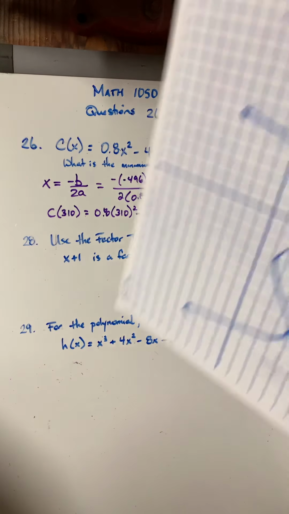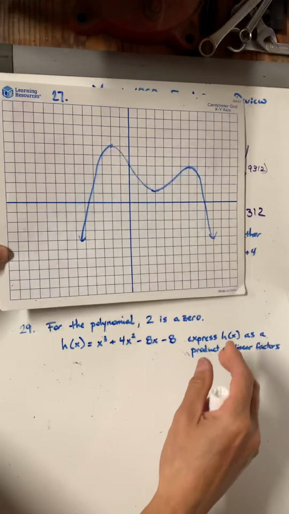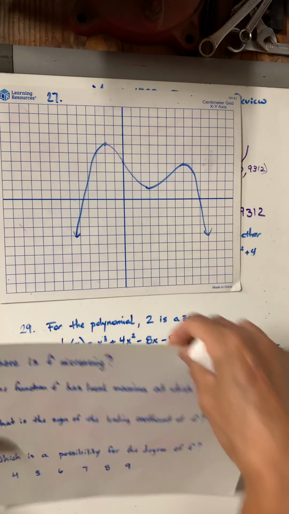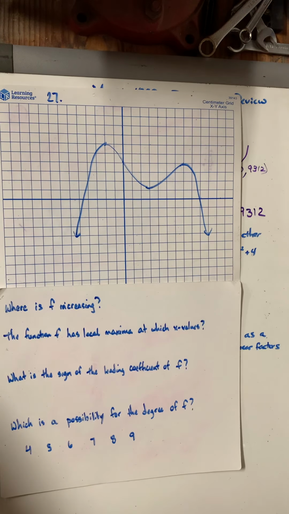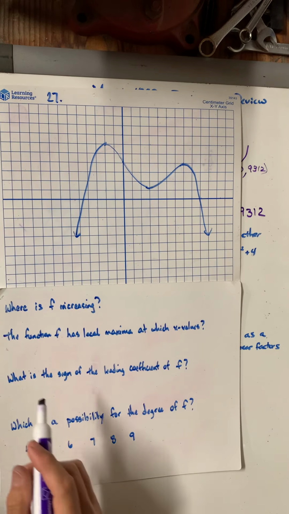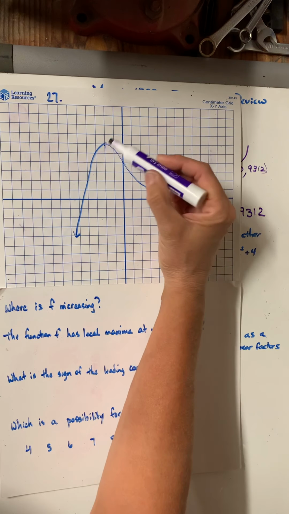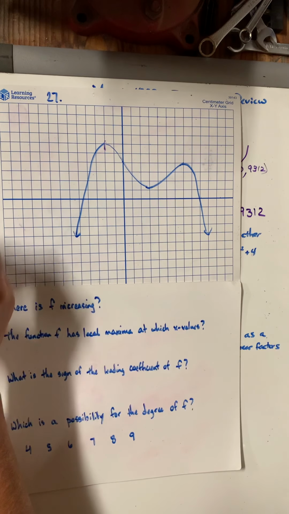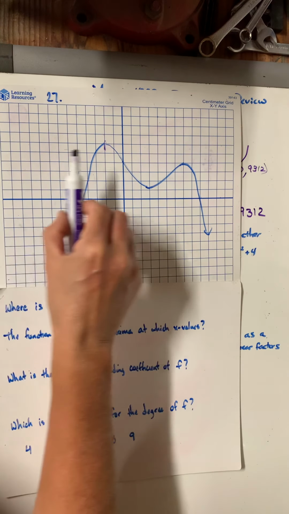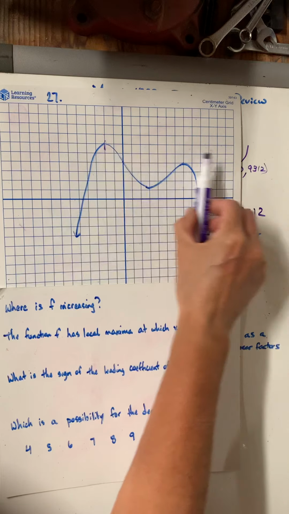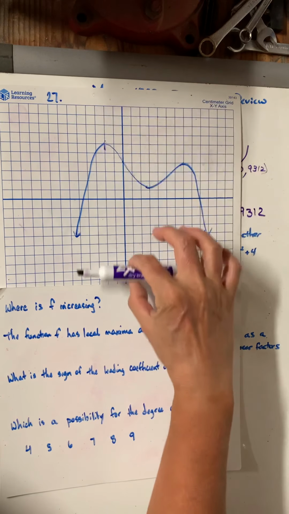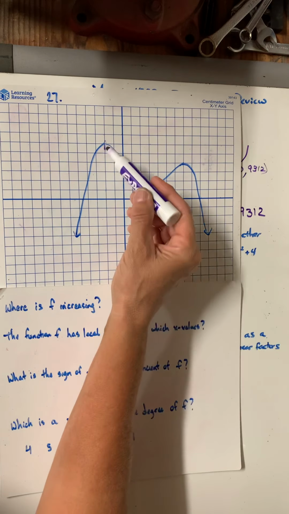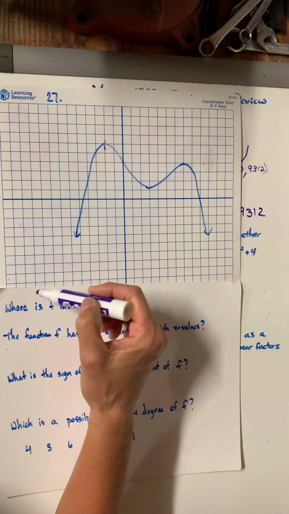Number 27 gives you a picture of a graph, and it asks you a couple of questions about it. The first thing it asks is, where is f increasing? So it's increasing here up to this point, right? Remember, increasing, decreasing, I'm going to give them the answer from left to right. Everything is left to right except for range, which is up and down. So it's increasing from negative infinity.